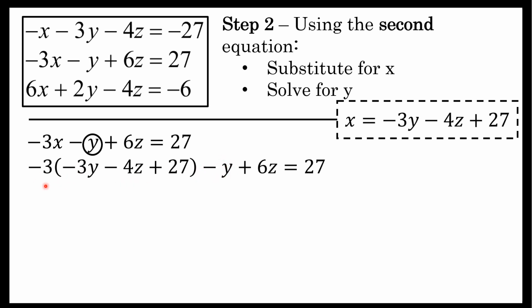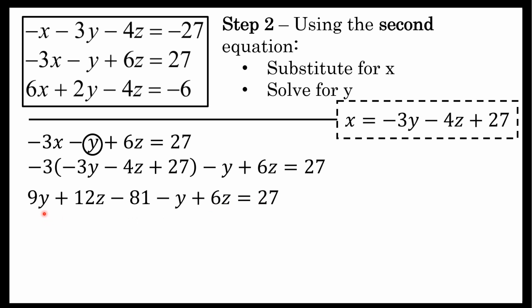We'll start by distributing negative 3 through the quantity of negative 3y minus 4z plus 27. Negative 3 times negative 3y is 9y. Negative 3 times negative 4z is positive 12z. And the product of negative 3 and 27 is negative 81. There'll be a lot of multiplications involving positive and negative numbers as we work through this process. Be careful. Missing one will cause your final answer to be incorrect.